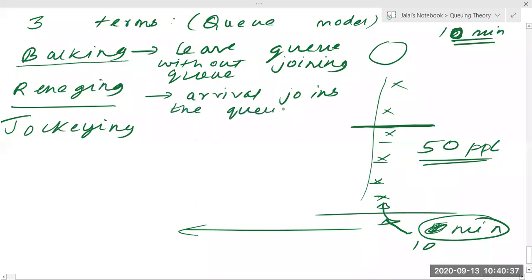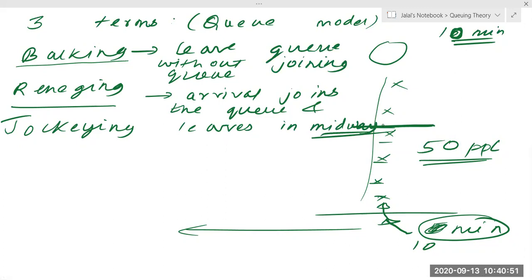An arrival joins the queue and leaves midway. I think we have done this also, in the railways. This kind of system is called reneging. Is it okay? Yes, sir.